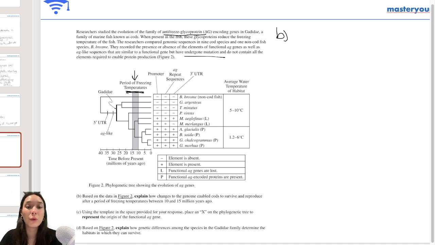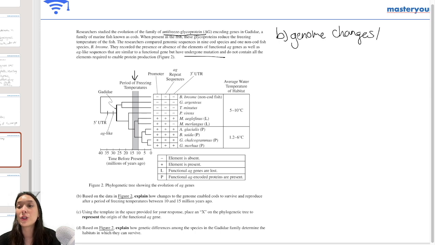The colder environment would have selected against these ones over here that don't have the antifreeze proteins. So it really comes down to natural selection and the fact that having the glycoproteins helps you be better equipped and selected for in this period right here where it did get colder. So for this one, it's asking specifically how the genome enables cod to survive. So we'll put genome changes / mutations.